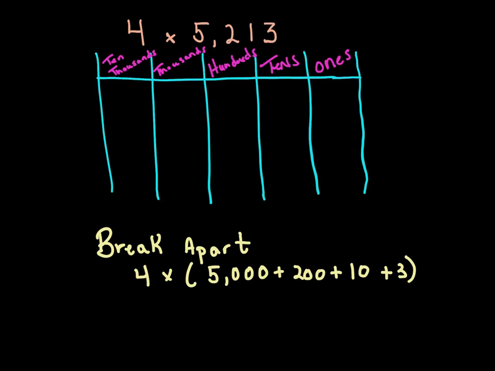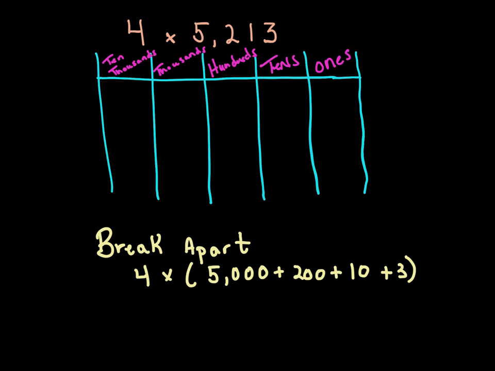Okay, in our first example tonight, we have 4 times 5,213. And we're going to use our place value chart to set this up, and then we'll use the break apart method to help us get to that funnel that we all remember and love. So let's take 5,213 and break it up.